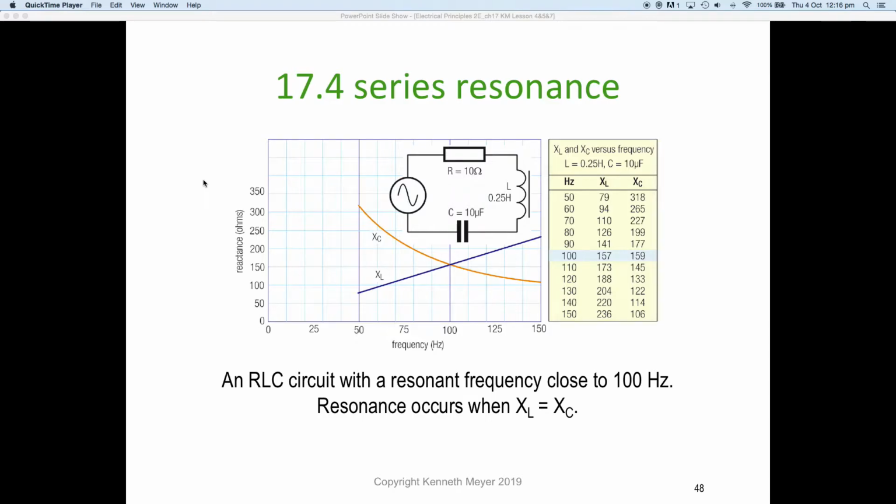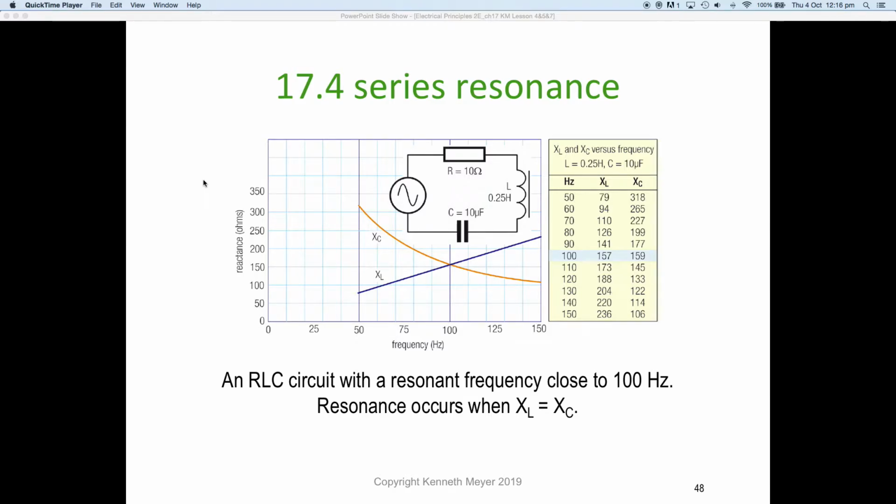Now, Part 4, we're looking at series resonance. Basically, when the capacitive reactance of the circuit equals the inductive reactance of the circuit, it's said to be in resonance, or it is purely resistive. Now, that sounds a bit crazy, but that's the way it is.